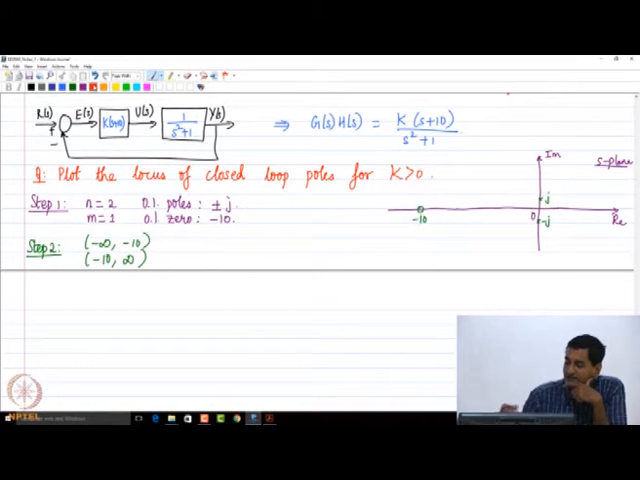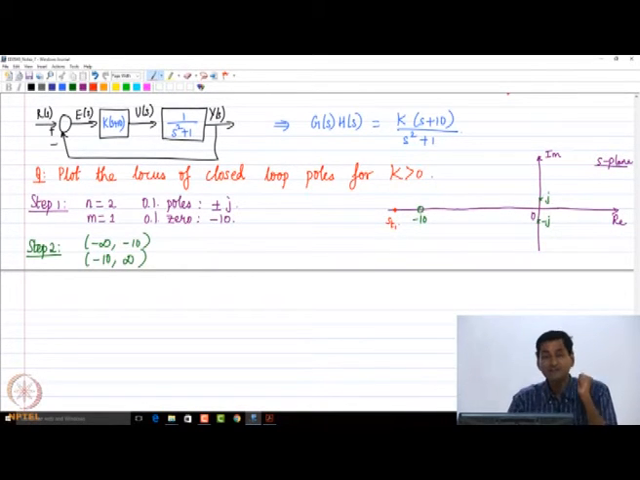Now, the question is which part lies on the root locus. To figure it out, what will I do? I choose a test point S T1 here and I look to the right. How many open loop poles and open loop zeros do I have? 1, which is an odd number. So, minus infinity to minus 10 lies on the root locus.